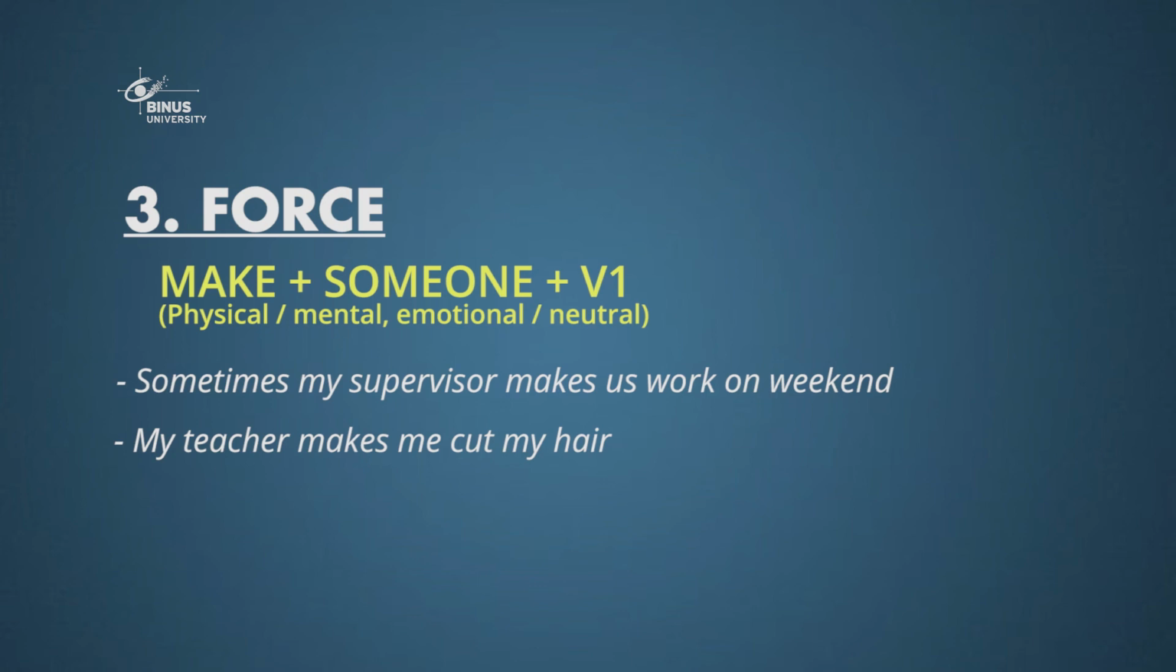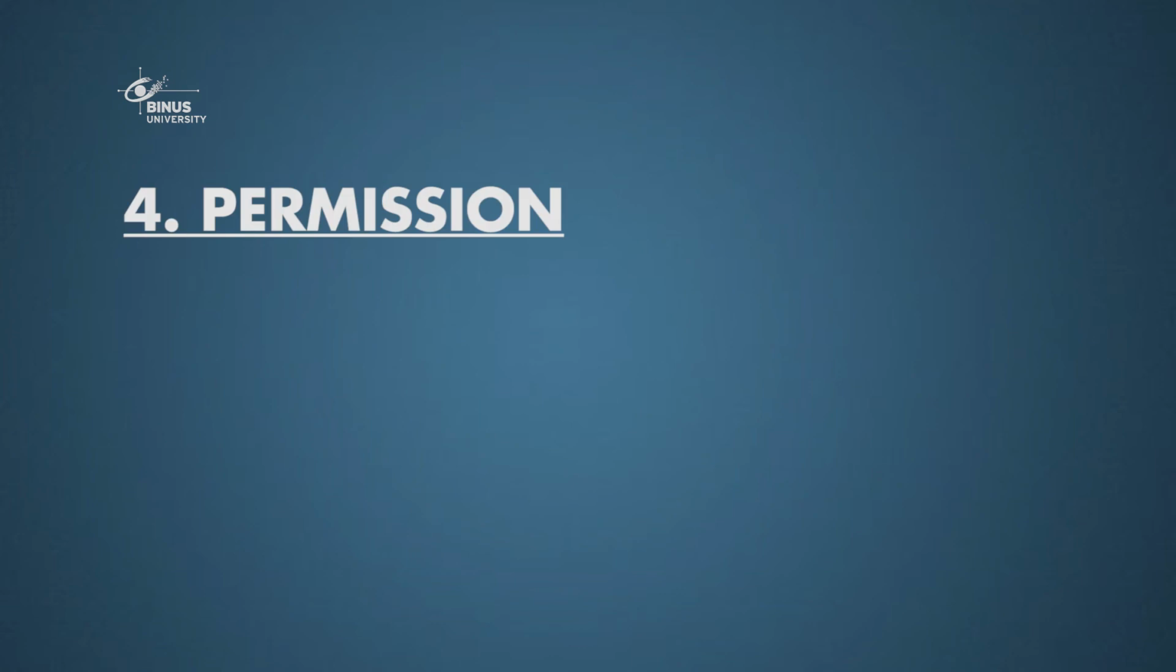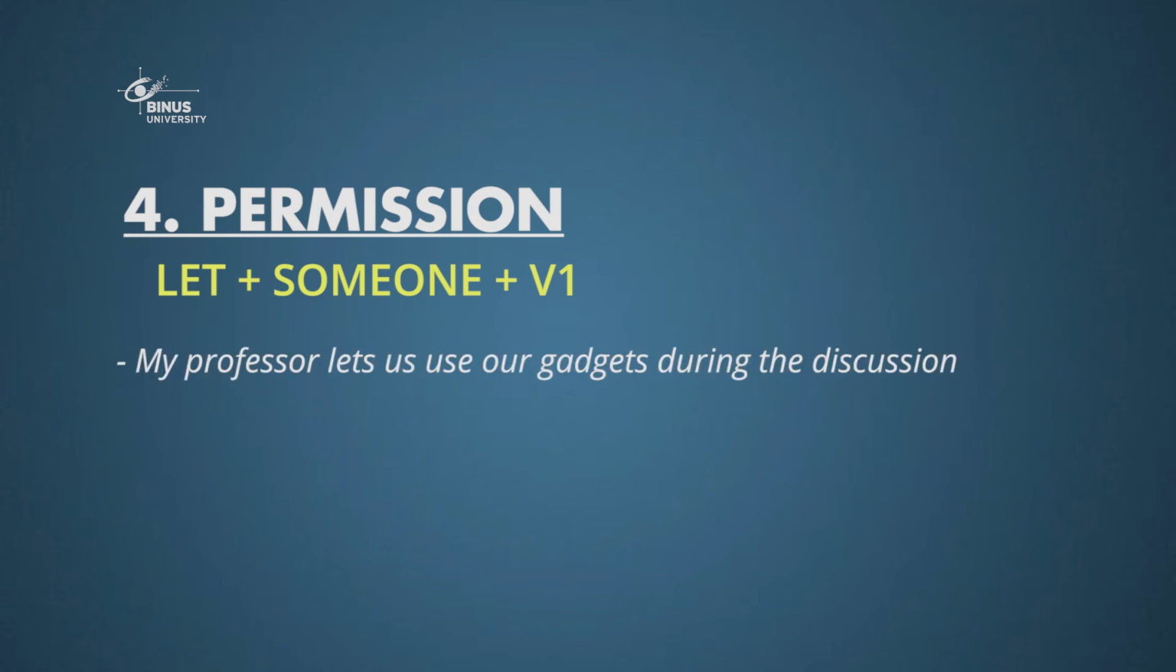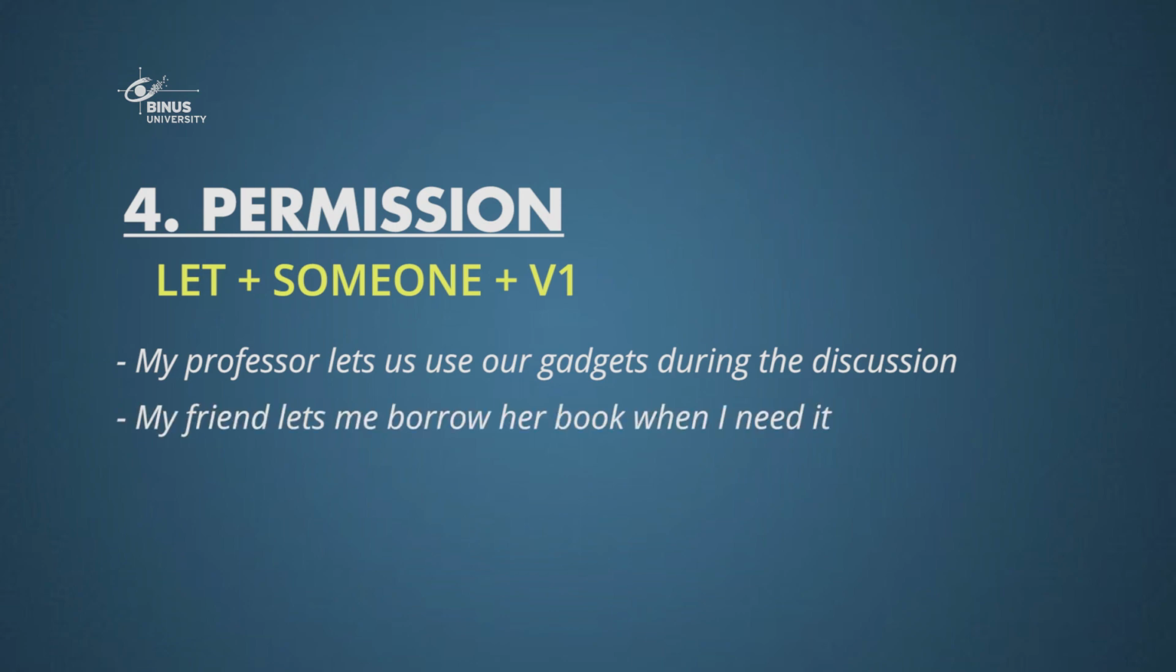All right. So go to the next one, asking permission for somebody. So we have let, someone, and verb 1. My professor lets us use our gadgets during the discussion. My friend lets me borrow her book when I need it. So all the things using let mean that we ask permission or we let somebody do something.